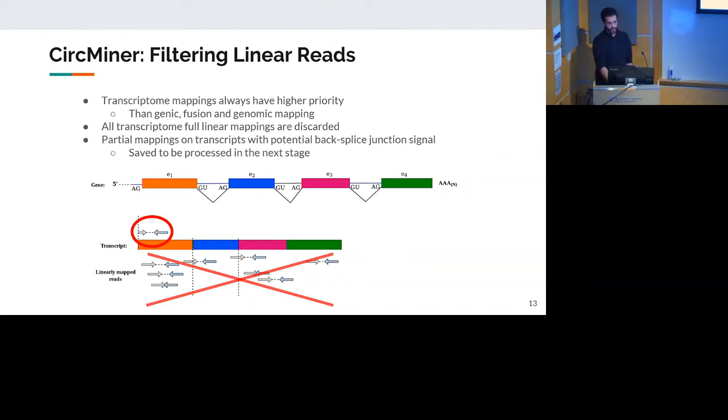So after this step is done, and we got the mapping results from this module, we eliminate all the transcriptome full mappings that we got. And the partial mappings that are shown in the circle are saved to be processed further to finally detect the circular RNAs.